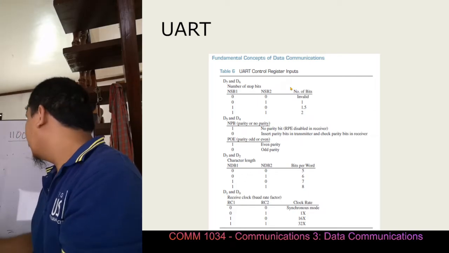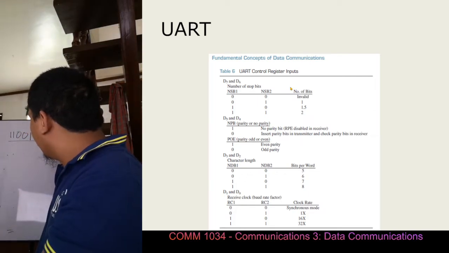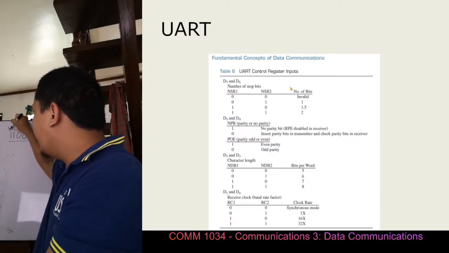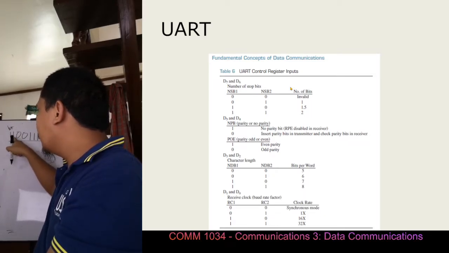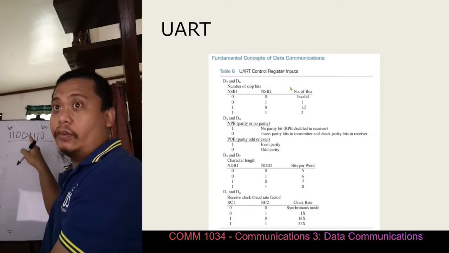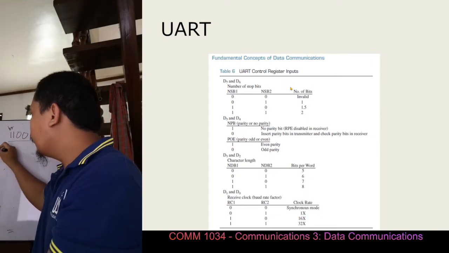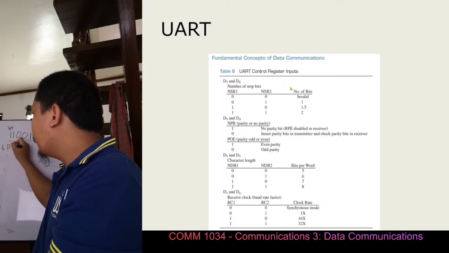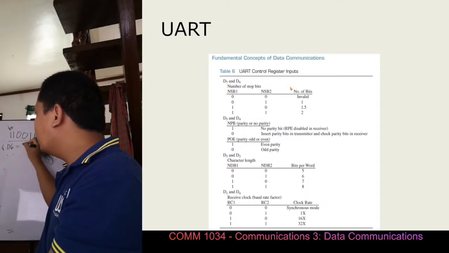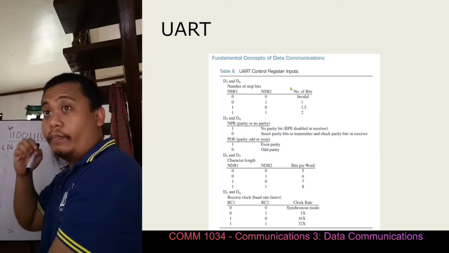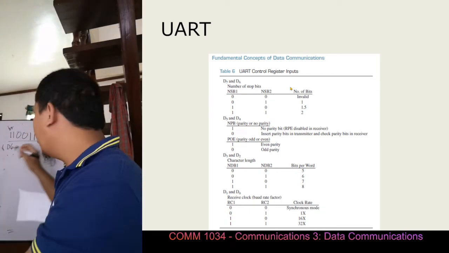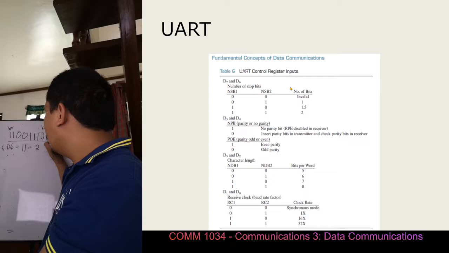So, first, bit 0 to, tapos bit 7 to, di ba? Okay. 7, 6, 5, 4, 3, 2, 1, 0. Okay. So, D7 and D6 is equal to 1, 1. Ito yun. Okay. So, kung 1, 1, ibig sabihin, we have 2 stop bits.